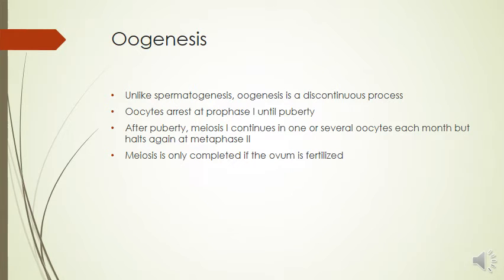In oogenesis, unlike spermatogenesis, it's a discontinuous process. Oocytes arrest at prophase 1 when a girl is born and stay there until puberty. After puberty, meiosis 1 continues in one or several oocytes each month, but halts again at metaphase 2. Meiosis is only completed if the ovum is fertilized.